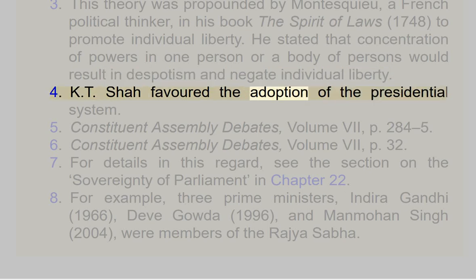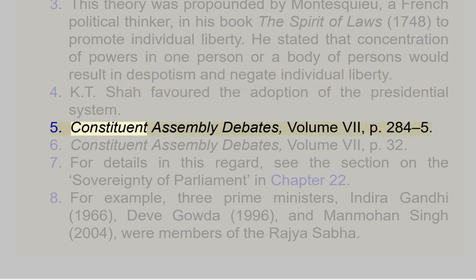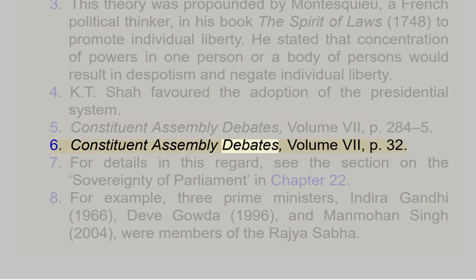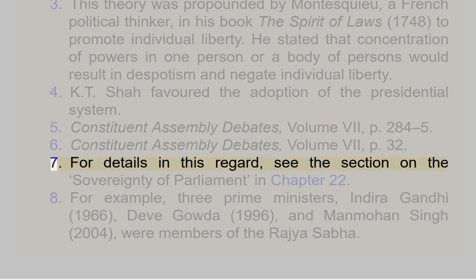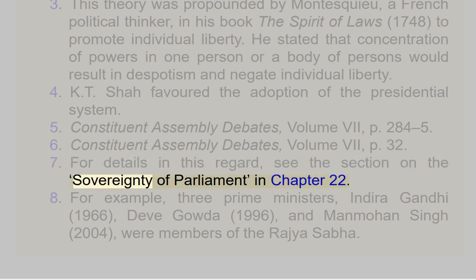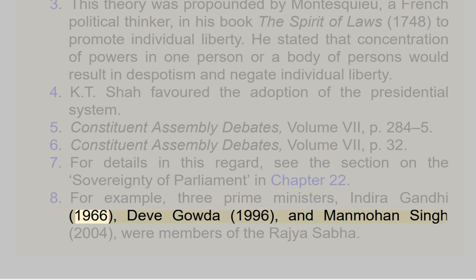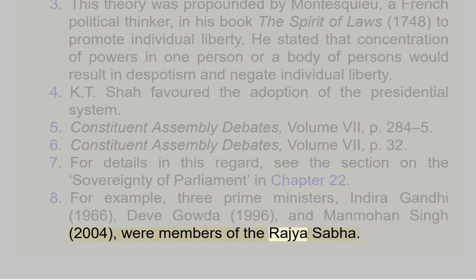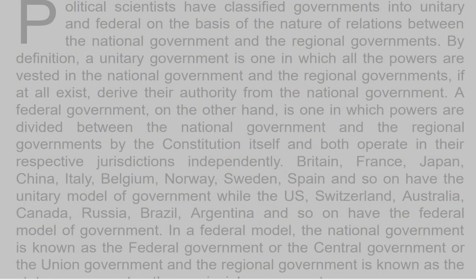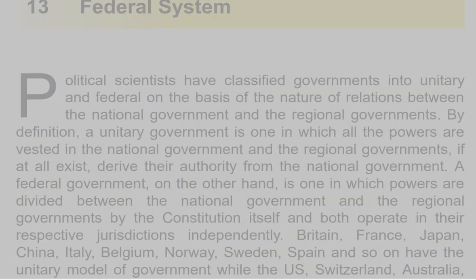4. K.T. Shah favoured the adoption of the presidential system. 5. Constituent Assembly Debates, Volume 7, pages 284-5. 6. Constituent Assembly Debates, Volume 7, page 32. 7. For details in this regard, see the section on the sovereignty of Parliament in Chapter 22. 8. For example, 3 Prime Ministers, Indira Gandhi, 1966, Deve Gowda, 1996, and Manmohan Singh, 2004, were members of the Rajya Sabha.